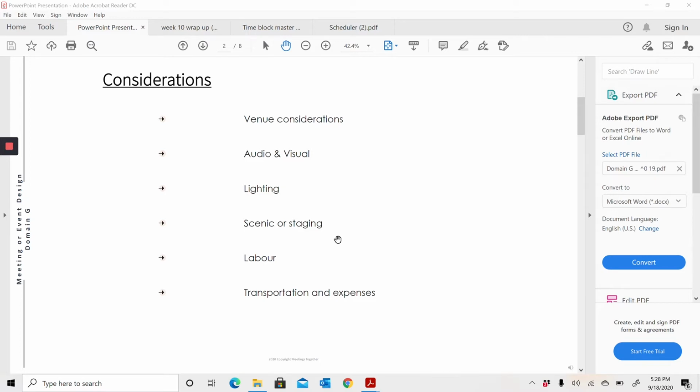So labor, again, who's going to be the project manager and the producer and the technical director, and knowing what each of those roles are. So make sure you remember that. And then transportation and expenses. This is being specific with the venues and the suppliers. You want to eliminate any surprises. So you want to make sure all of that gets included in your contract and your vendor proposals.